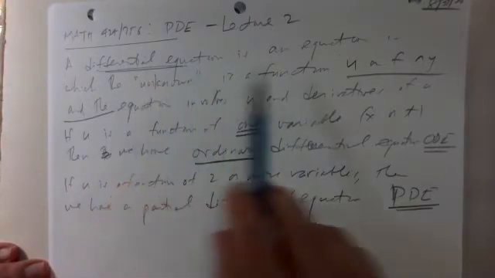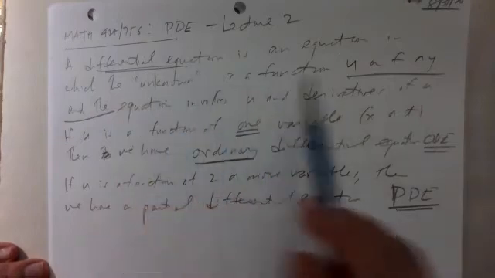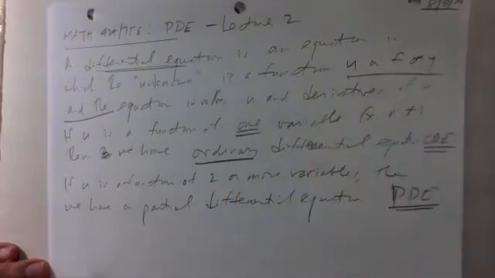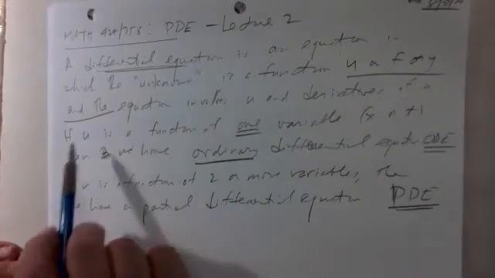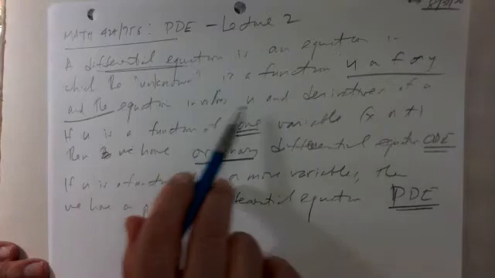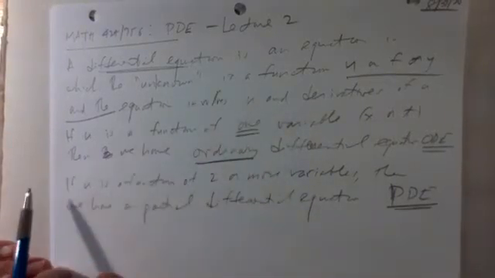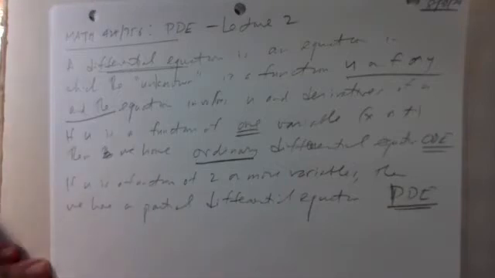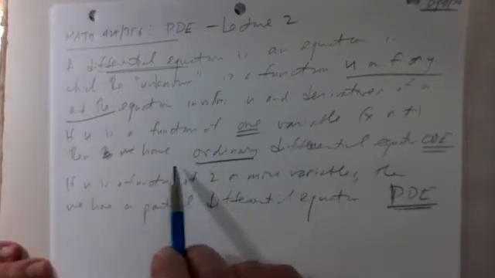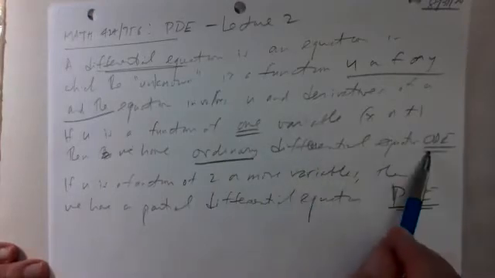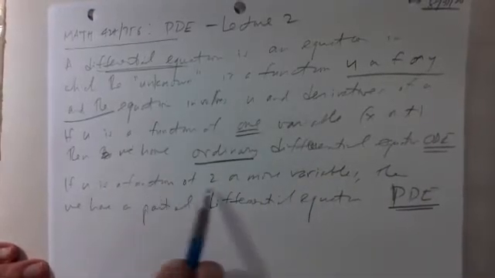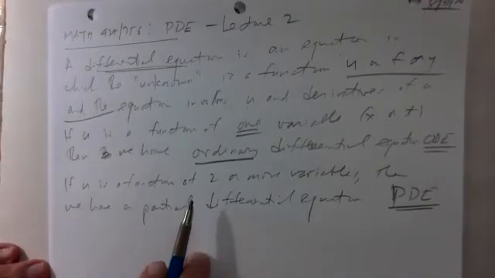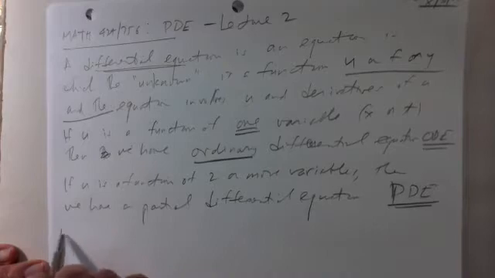So a differential equation is an equation where the unknown is some function. We can call it u or f or y, whatever we choose to call it. And the equation involves this unknown function u and its derivatives. If you use a function of just one variable, we have what is called an ordinary differential equation, or an ODE. And if u is a function of two or more variables, then we have a partial differential equation, or a PDE.